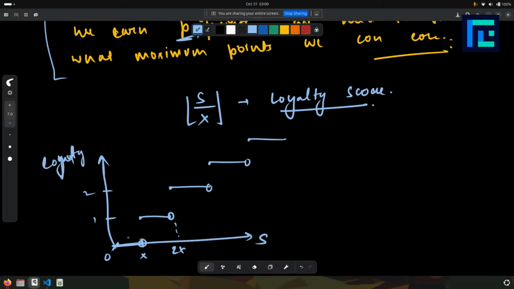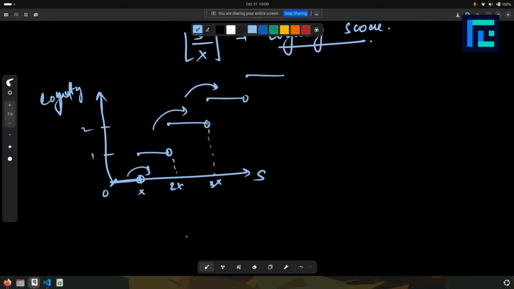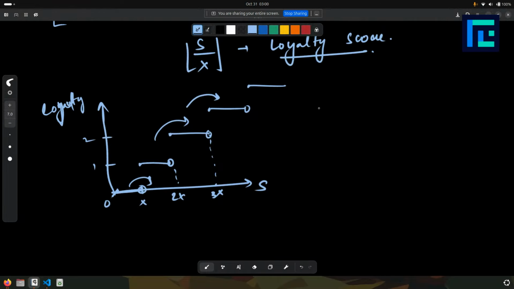So whenever our score becomes greater than X, we will be awarded points. When it becomes greater than 2X, we will be awarded points. When it becomes greater than 3X, we will be awarded points. And we need to maximize the number of points, right? Maximize the number of points.